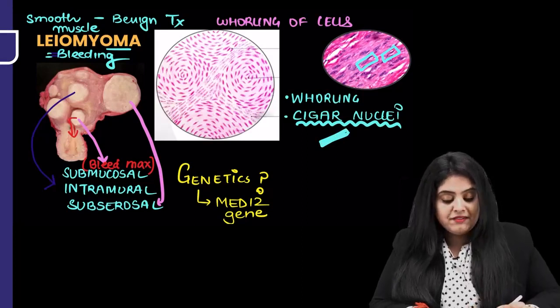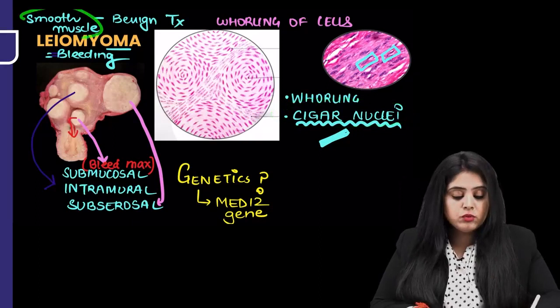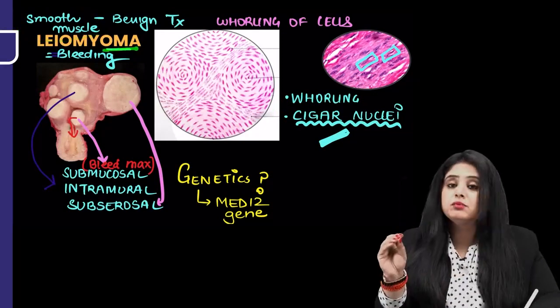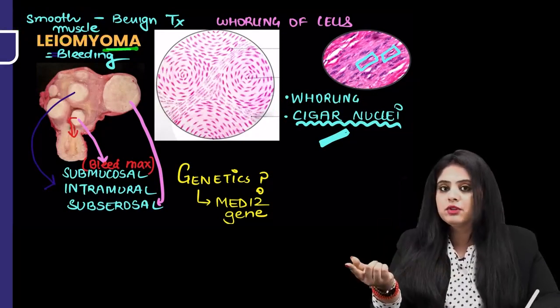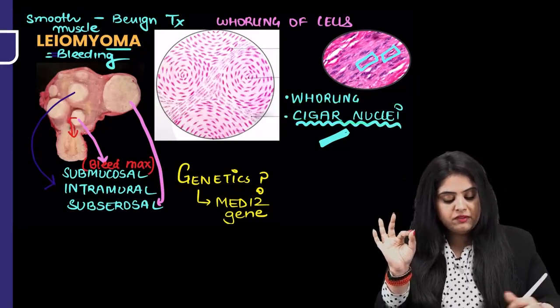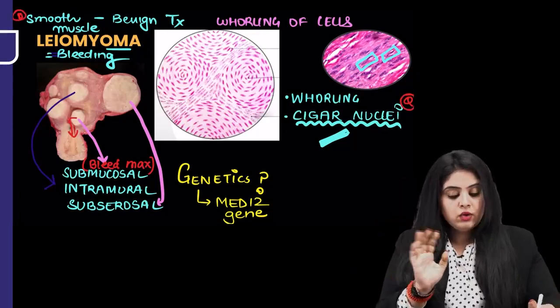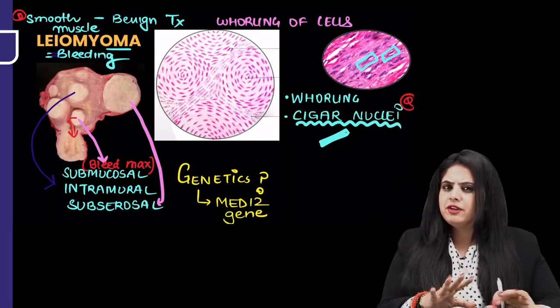So remember, whenever the word cigar has been used, they are talking something about smooth muscle. It could be a benign tumor of the smooth muscle. It could be a malignant tumor of the smooth muscle also. Whenever the word cigar nuclei is asked, that's a previous year question. It is something to do with smooth muscle. That is my hint. Okay, now this is a regular leiomyoma, regular fibroid.